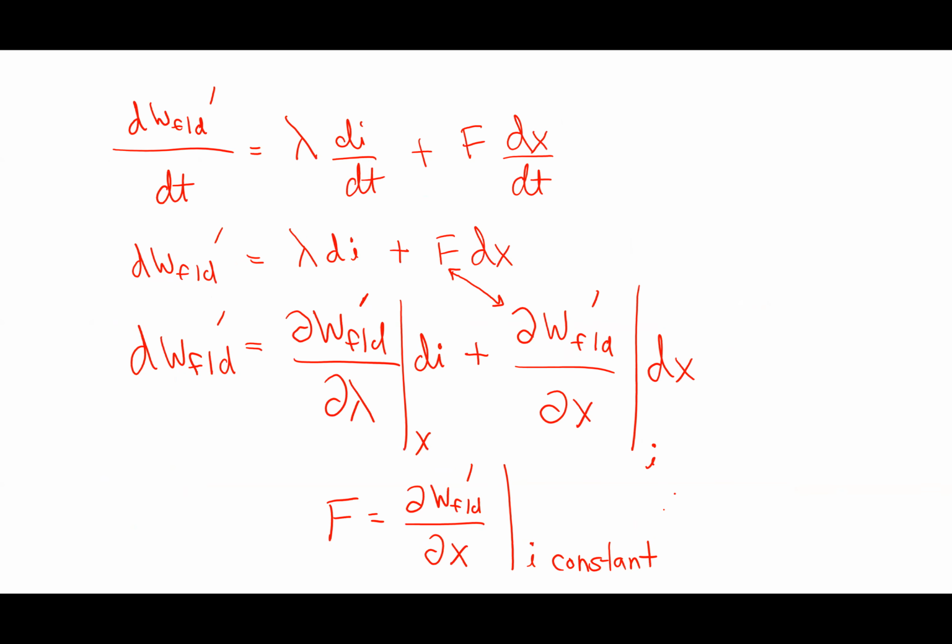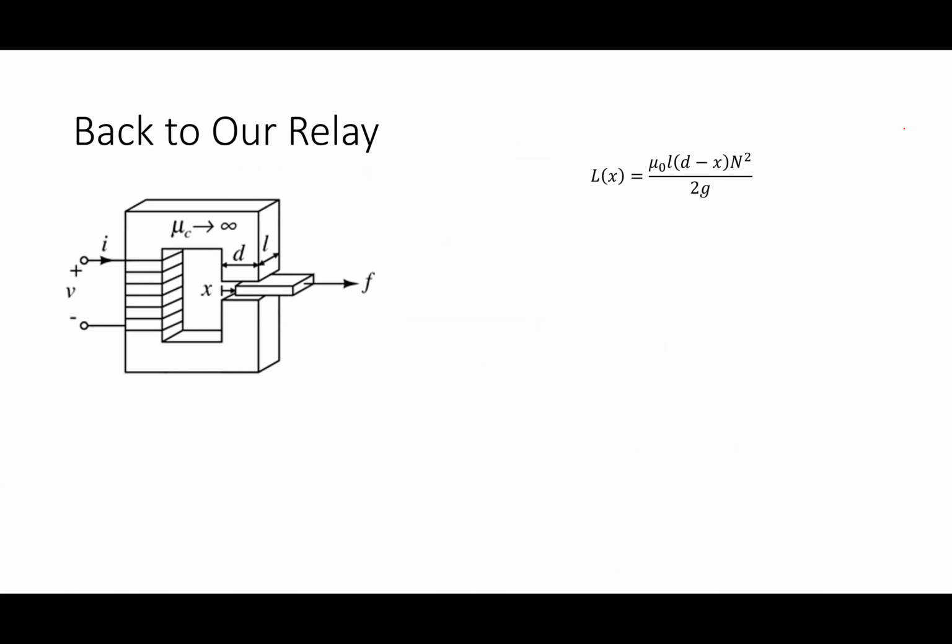Okay, all right. Long story that we went through there, but I basically have this. My co-energy is equal to 1/2 L of X I squared. And the force is equal to the derivative of that with I held constant. This ends up being useful if I'm talking about something complicated like this guy that's got 3 phases. For my relay, it wouldn't really matter that much. So back to my relay.